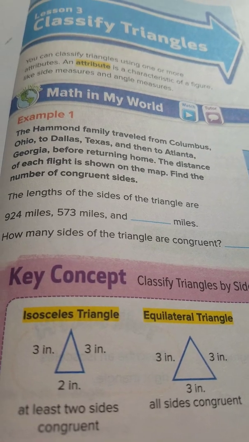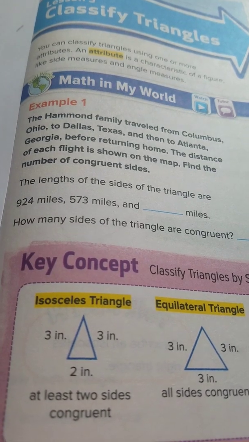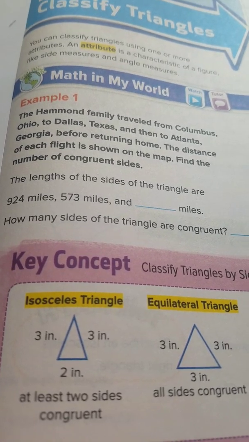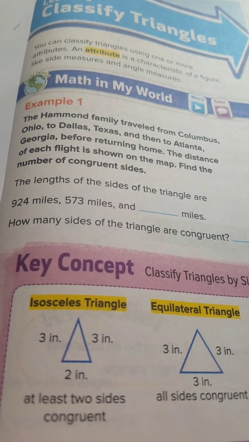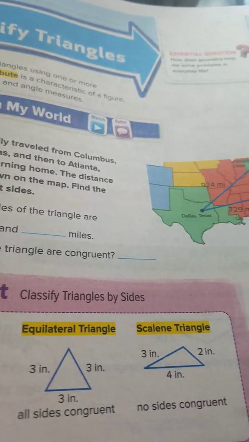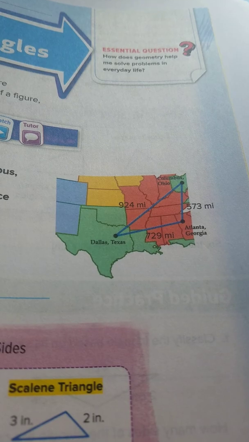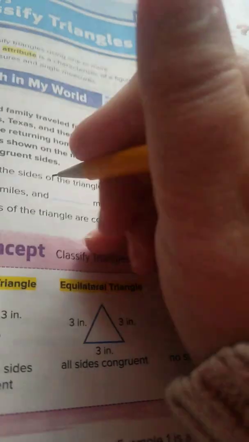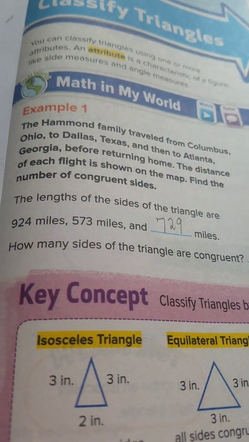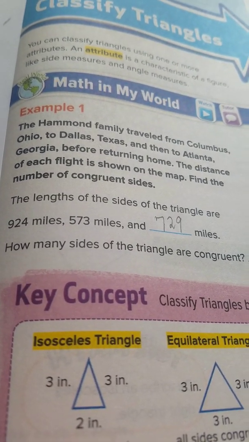Okay? The Hammond family in example 1 traveled from Columbus, Ohio to Dallas, Texas. And then they traveled to Atlanta, Georgia, before finally returning to their house. The distance of each flight is shown on the map. Find the number of congruent sides. So take a look here. They went 924, 729, and 573. So we need to fill in the 729 mark. How many of those numbers are congruent, meaning the same size, equal? None of them are.